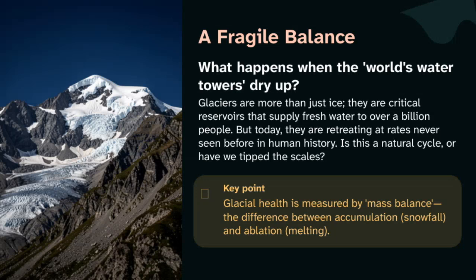This slide asks an important question. What happens when the world's water towers dry up? Glaciers are sometimes called the world's water towers because they store huge amounts of fresh water as ice. During warmer months, some of this ice melts and feeds rivers. That meltwater can be essential for drinking water, farming, hydroelectric power, and ecosystems downstream.